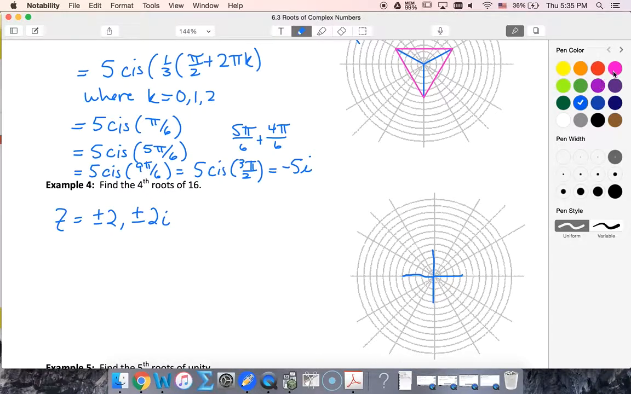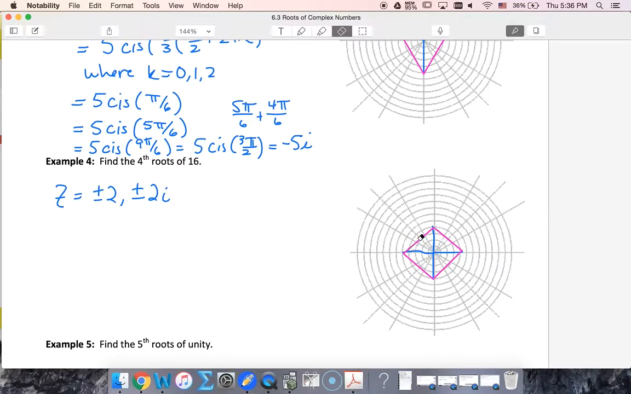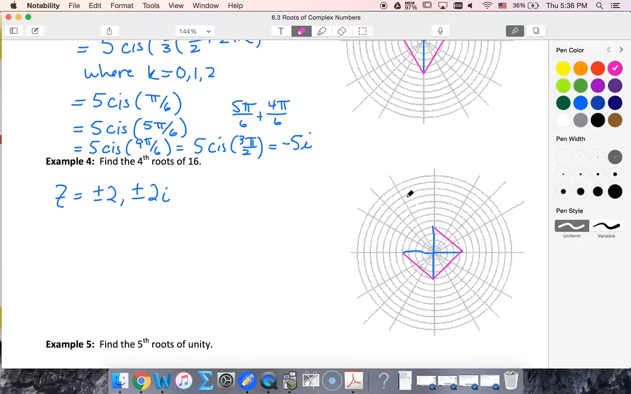All right, so again, if I connect my solutions, I end up with a regular shape, and in this case, my shape is a square. So the roots of complex numbers are always going to create a regular shape. This does not look so regular here, around the unit circle. Or it doesn't need to be a unit circle, but around a polar coordinate grid.